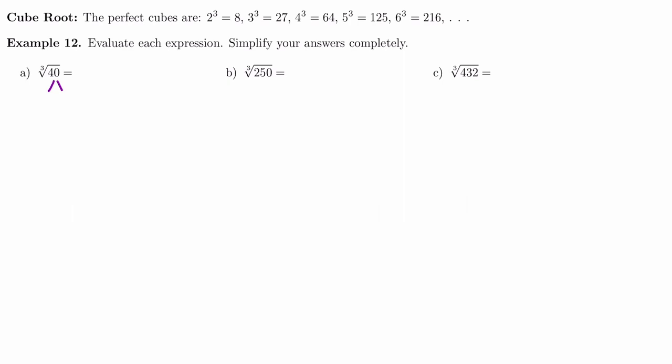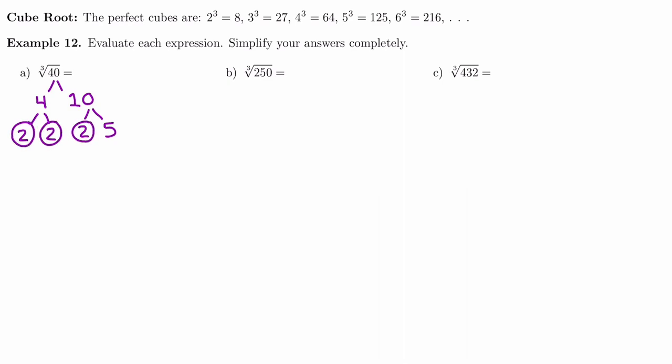So 40, you might think of 4 times 10. 4 is not prime. It can be broken down to be 2 times 2. Now 2 is prime, so I'm going to stop at those 2's, but 10 can be broken down further. That is 2 times 5. So I do have a cube here. I have a set of 3. I'm going to circle those.